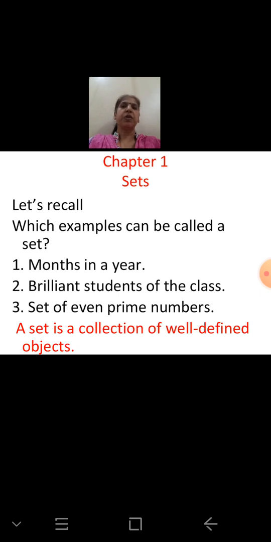We can write brilliant students. It's a relative term. You cannot mention who's a brilliant student. I mean, brilliant in one activity may not be in another. So it is a relative term. Relative terms are not well defined, so it is not a set. Set of even prime numbers. Which is an even prime number? Yes, 2. 2 is the only even number which is a prime number. So the first one is a set. The third one is a set. The second one is not, because brilliant is a relative term. So we have to keep in mind, a set is a collection of well-defined objects. Objects which we can define properly.